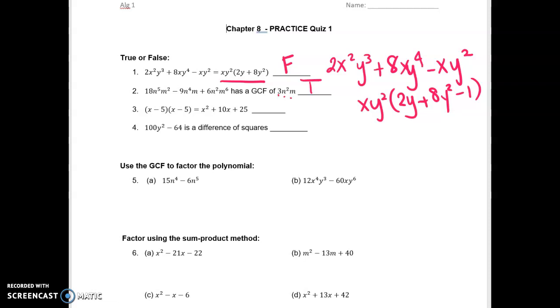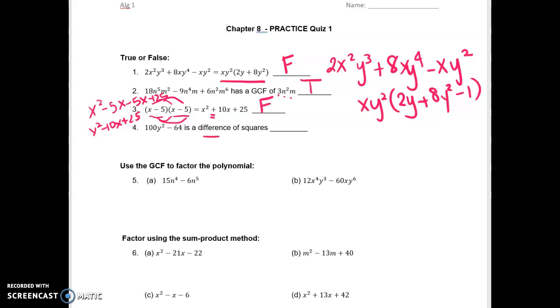For number 3, we have an example of a perfect square, and we can multiply it out: x times x, x times negative 5, negative 5 times x, and then negative 5 times negative 5. Let's write it out because maybe we should check that. We'd have x squared minus 5x minus another 5x, and then we'd have a plus 25. So that would give us x squared minus 10x plus 25. Well, that is not quite the same as this one because of that plus sign, so we need to call that false.